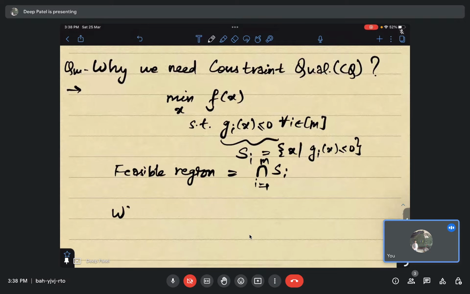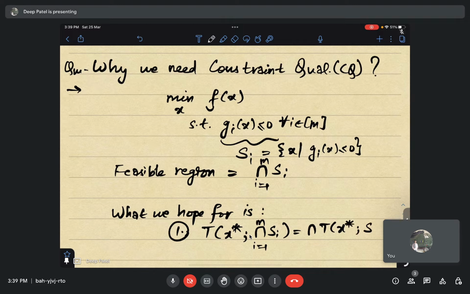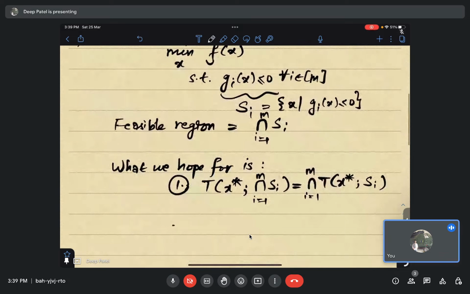What we hope for is that the tangent cone at a feasible candidate point of the intersection is the same as the intersection of the individual tangent cones. Yes, this is precisely the definition for CQs to hold. So what you said is also very important.